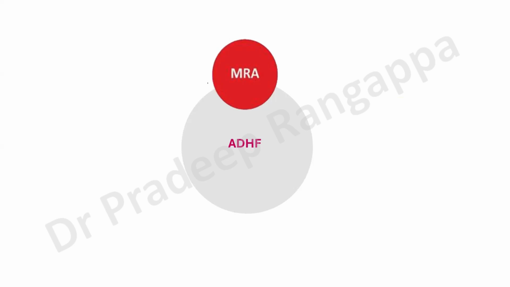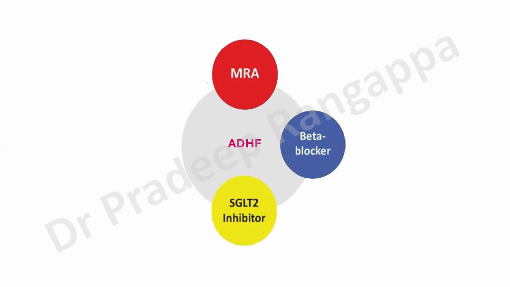So MRA, mineralocorticoid receptor antagonists, are one of the important pillars of managing acute decompensated heart failure. The second pillar is beta blocker. The third pillar, which is a new kid on the block, is SGLT2 inhibitor. This is something that has come as a recommendation from the American guidelines as a management tool for all the heart failure patients. The fourth category is angiotensin receptor neprilysin inhibitor, so ARNI. So these are the 4 important pillars now for heart failure management.